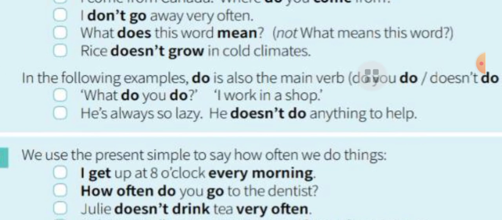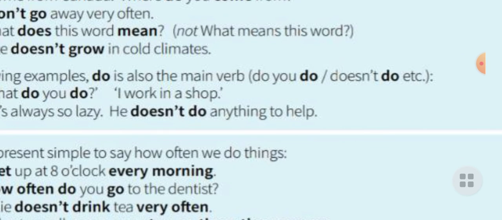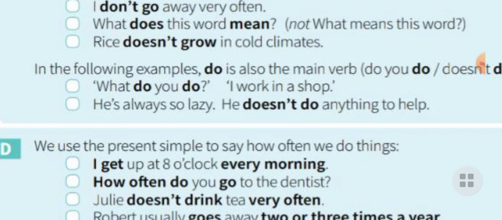In the following example, do is also a main verb. In this way also you can come. Do you do? The first do is an auxiliary verb, the question word auxiliary verb. But the second do is the last do, no. This is an action. Do you do? Are you doing some work, like that? Doesn't do. Do you do? Doesn't he do? What do you do? I work in a workshop. He is always so lazy, he doesn't do anything to help.